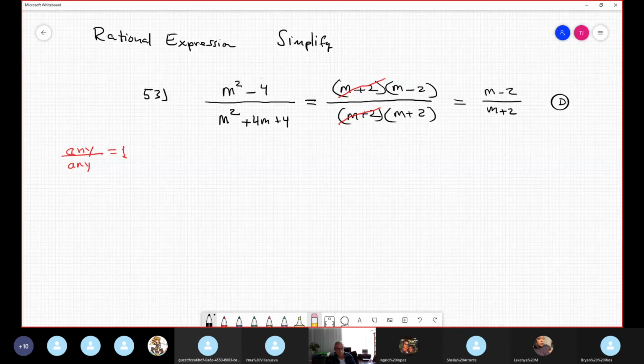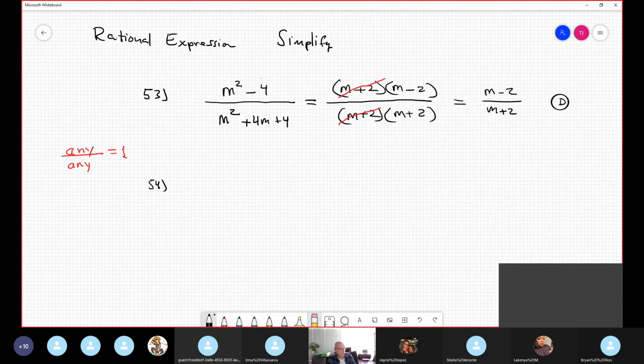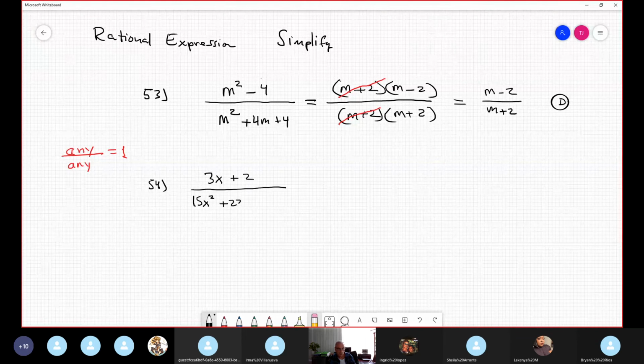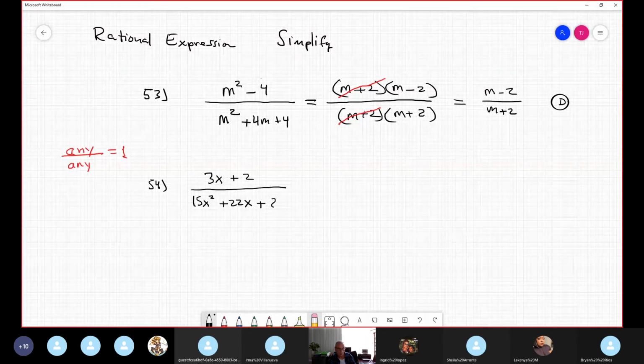They're doing 54. 54 is more complicated. 54 is 3x plus 2 over 15x squared plus 22x plus 8.